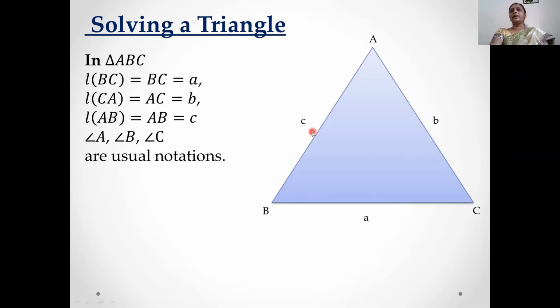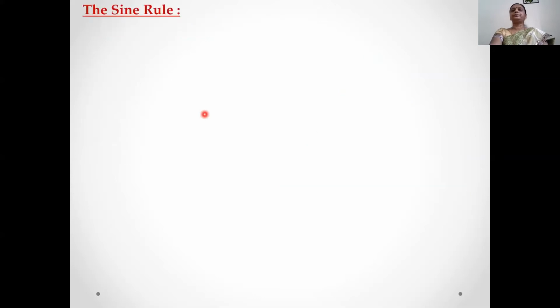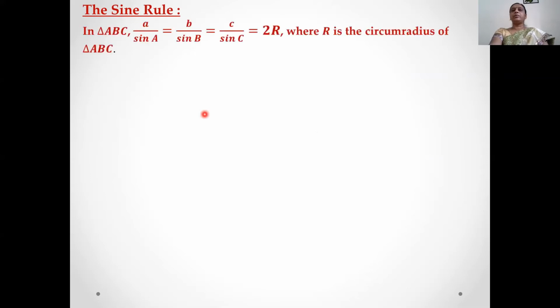Angles are denoted by capital letters A, B, C, and sides are denoted by small letters a, b, c. These are the usual notations when we solve sine, cosine and projection rules. You remember that. Okay. And then we will see the sine rule. What is the statement of sine rule? What we have to prove?